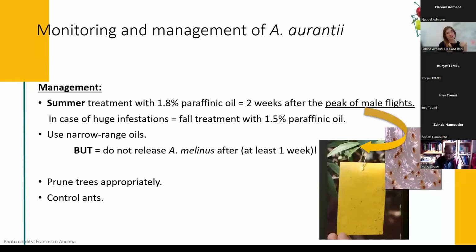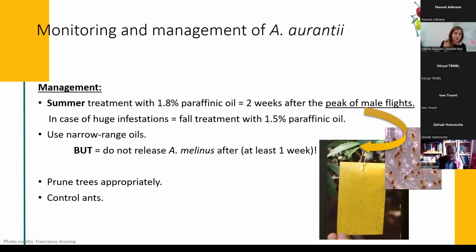However, if the infestation rates are too high to be controlled only by biocontrol, you can treat with paraffinic oils. One treatment in summer is usually sufficient, which has to be done 2 weeks after the peak of the male flights that you will observe on your sticky traps. But you can also have another fall treatment if needed.